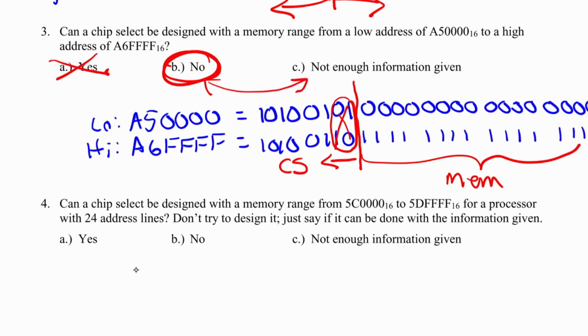If they had been consistent, if we were able to draw that vertical line and all the bits on the chip select side stayed consistent from the low address to the high address, then we'd have to answer not enough information given because we just wouldn't know the number of bits for the full address.